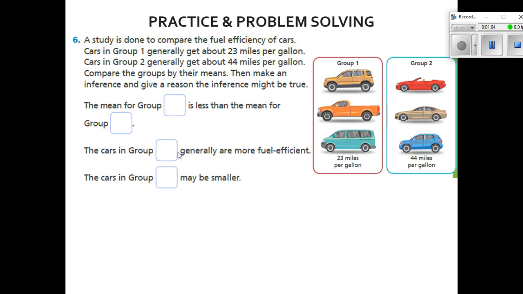The cars in group blank generally are more fuel efficient. Well, that would have to be group 2 because they get more miles per gallon. And the cars in group blank may be smaller. Well, it's evident here, these are all smaller cars than in group 1. So we would have 1, 2, 2, and 2 again, okay? So let's go to the next one.